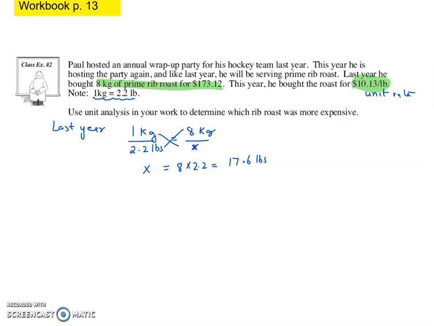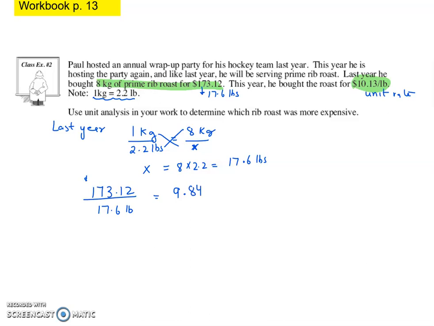So now what I know is that this cost over here is for 17.6 pounds, but it's not a unit rate. So I'm going to convert that: 173.12 divided by 17.6. So if I just do this division, numerator by denominator, I end up getting, rounded to 2 decimal places to the nearest cent, 9.84.